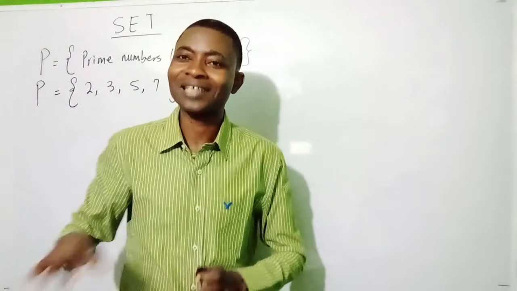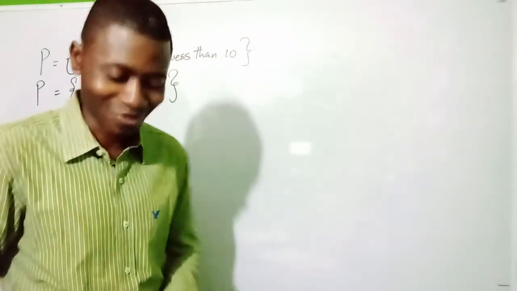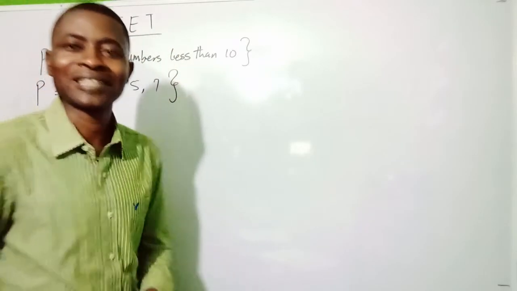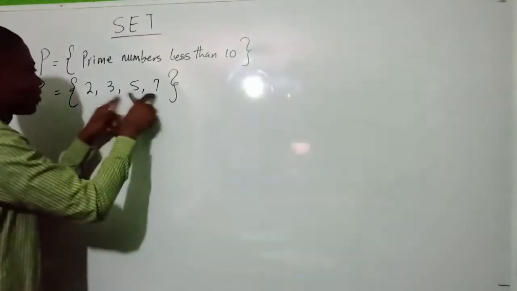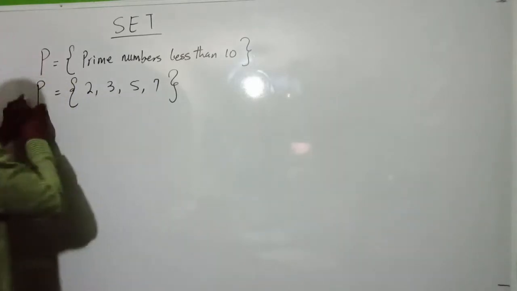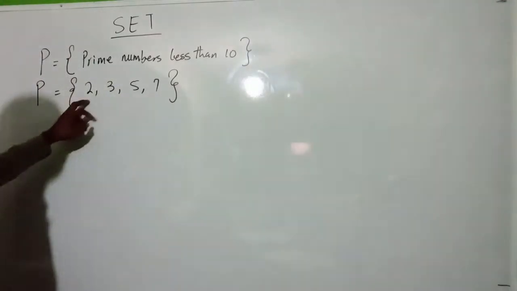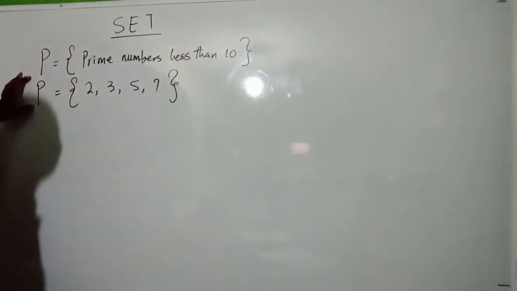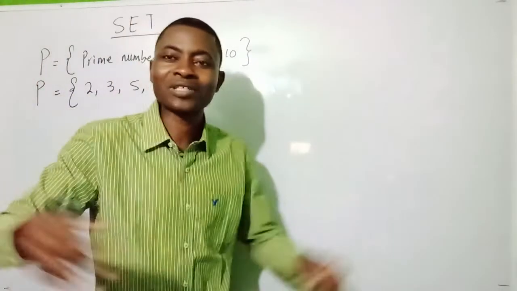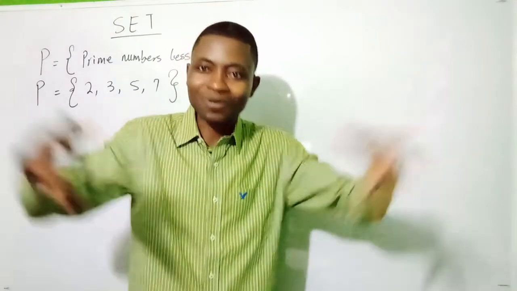So once you know this, you are now in the process to dig deep into set. Now, what are some other things that we need to take note of? All of this you are seeing, what are they called? They are called the elements of this set. So if you look at 2, 3, 5, 7, they are the elements of what? Of set P. So what are elements? Elements are what is contained in a set.